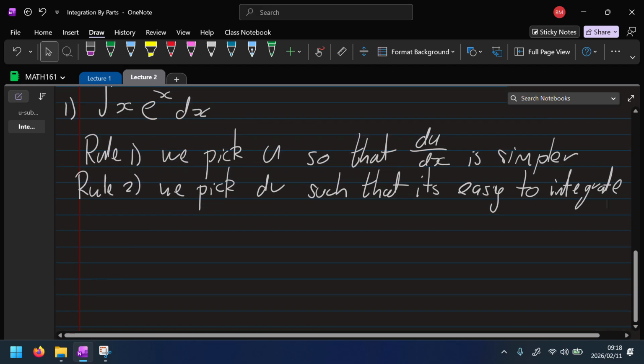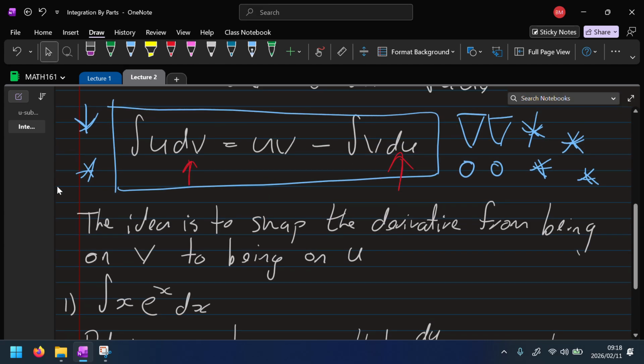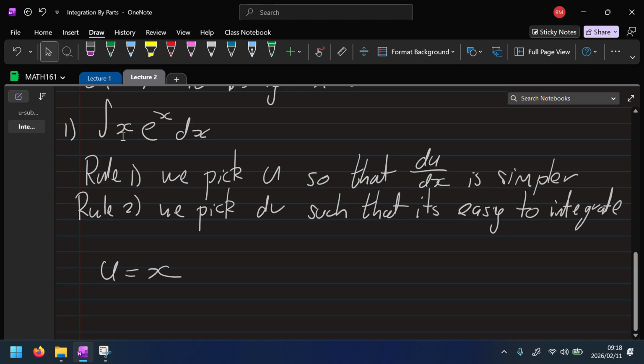So let's rewrite this. So we're going to have u equals x. That's what we picked, u equals x. Now we still need to have dv, right? This part here. If u is x, dv is everything else in the integral. And we write it on the side here. You see how we split it up into the two parts? Okay.